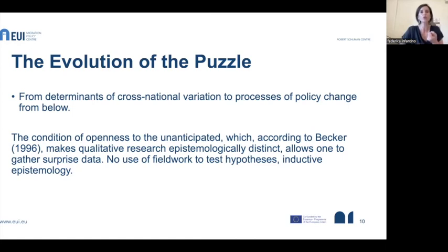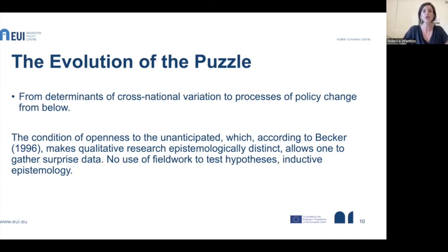But when you are using really qualitative research in an inductive stance, here it's really an issue of methodology more than method. You have an inductive approach. You are in that condition of openness to the unanticipated that the sociologist Howard Becker characterized as the epistemological distinctness of qualitative research. So when you are open to the unanticipated, you can gather surprise data, things you haven't thought about before, precisely because you are not testing hypotheses, but you are simply open to understand what you observe.